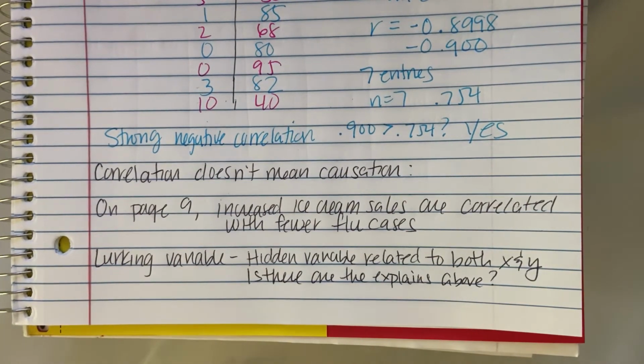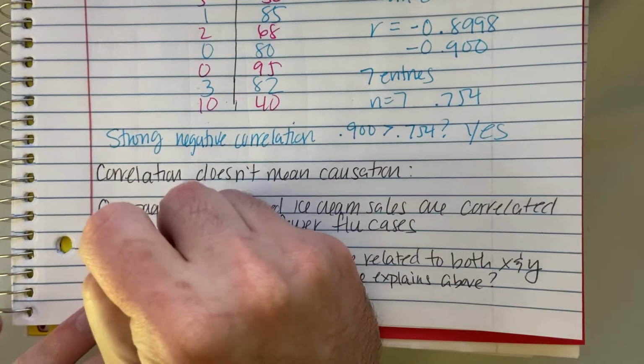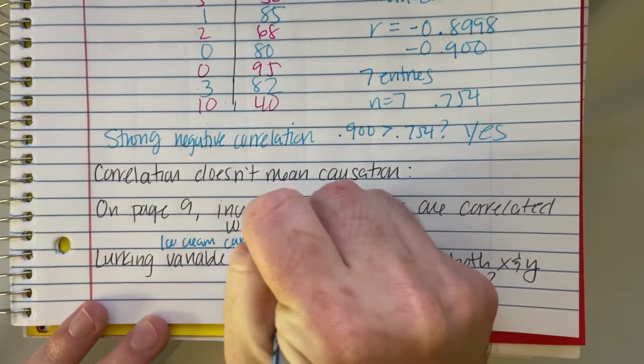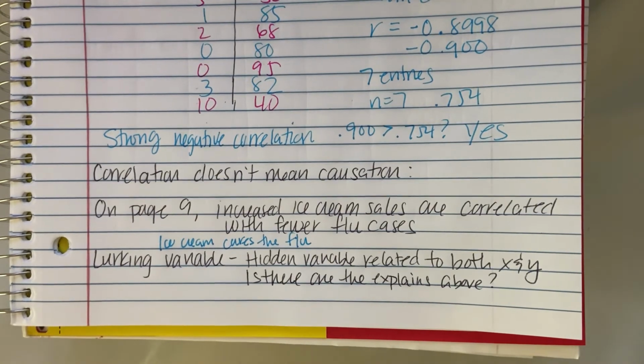What does that mean? Well, if you assume that correlation means causation, you assume that increased ice cream sales cause fewer flu cases. I'm pretty sure ice cream is not the cure for the flu. So what we usually can have is called a lurking variable. So if you assume correlation means causation, you say ice cream cures the flu because more ice cream sales had fewer flu cases. Probably not. So the lurking variable is a hidden thing related to both x and y that can explain why these are related that way.